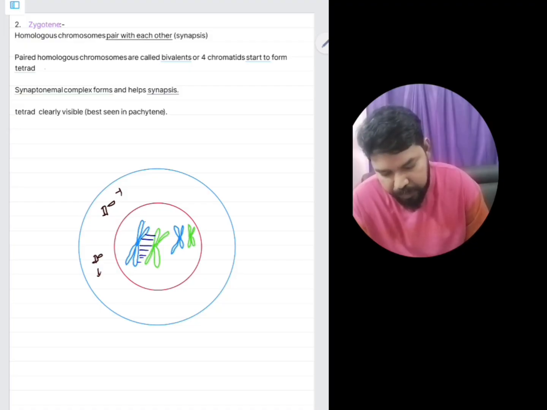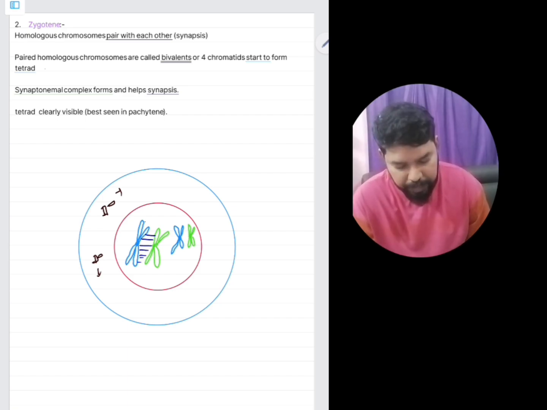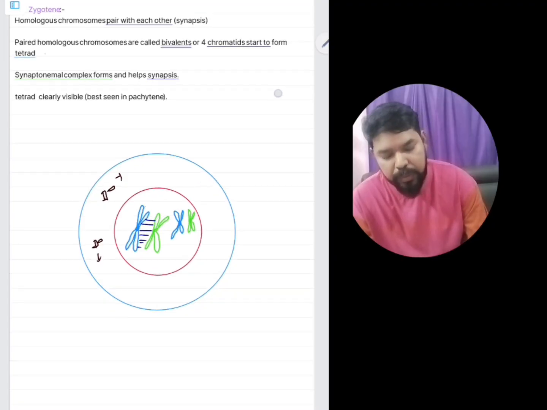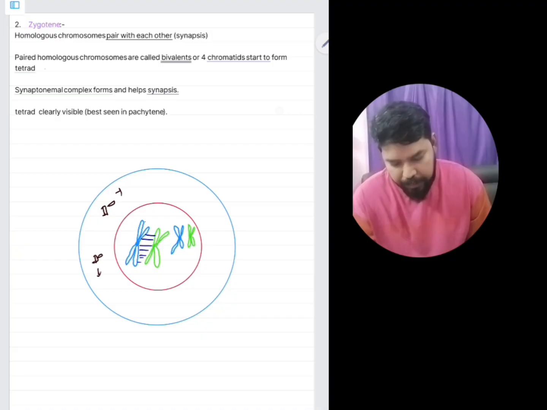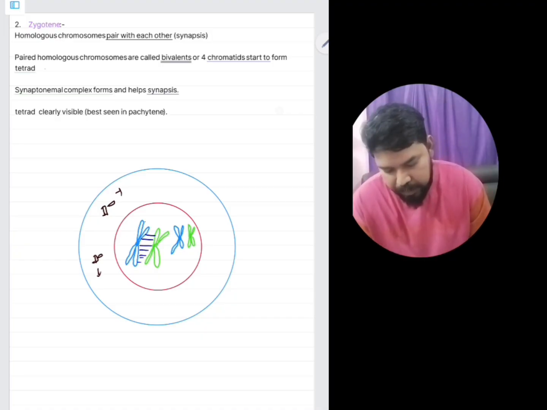What will it form? A bivalent forms. If one chromosome you correlate with a univalent, then two chromosomes will form a bivalent. And as four chromatids start to form, it will form a tetrad. So you will see the chromosome tetrad, and the bivalent also you have seen. Then homologous chromosomes pair. So you have seen what is happening in the zygotene.